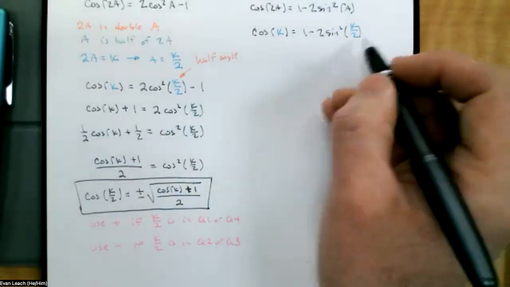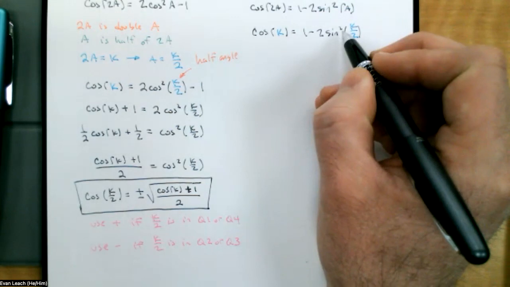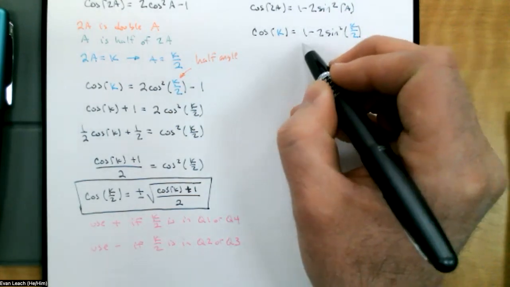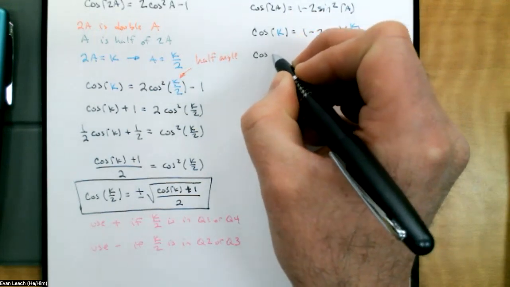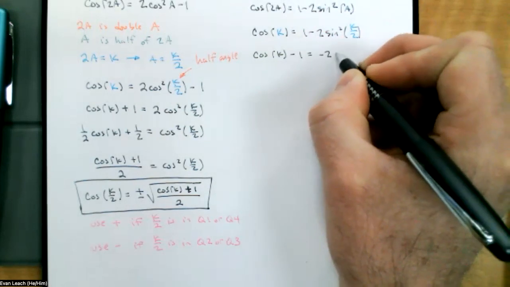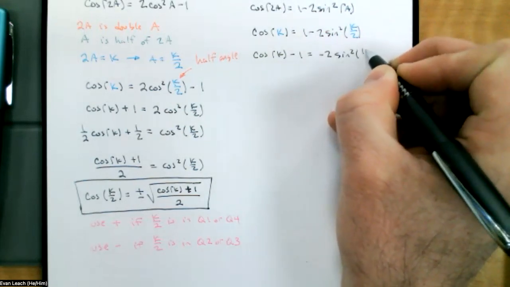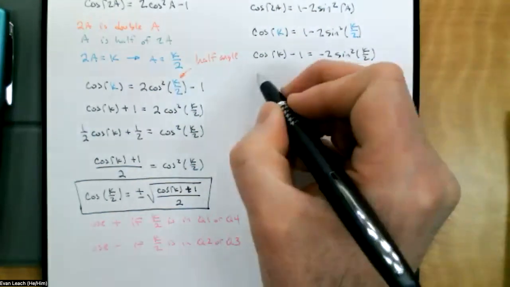So now I can do the same thing here. I want to solve for sine of K over 2. We've squared it, we've multiplied by -2, and we've added 1. So let's just do inverse operations in reverse order. Subtract 1. Now we'll divide by -2.